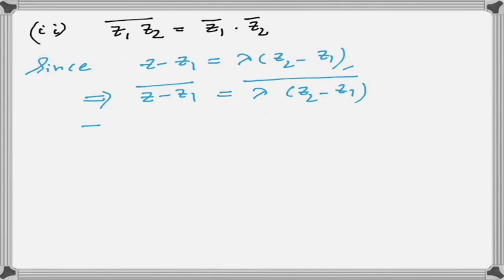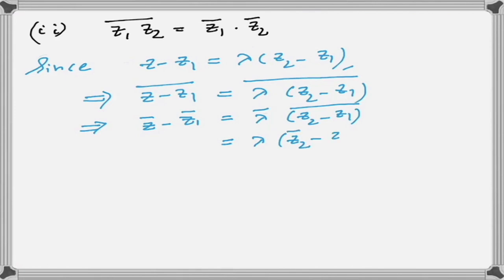This in turn implies that, since the complex conjugate distributes over the sum, z bar minus z1 bar is equal to lambda bar times (z2 bar minus z1 bar), but since lambda is real, this is equal to lambda times (z2 bar minus z1 bar), as lambda is a real number and again the complex conjugate distributes over the sum.